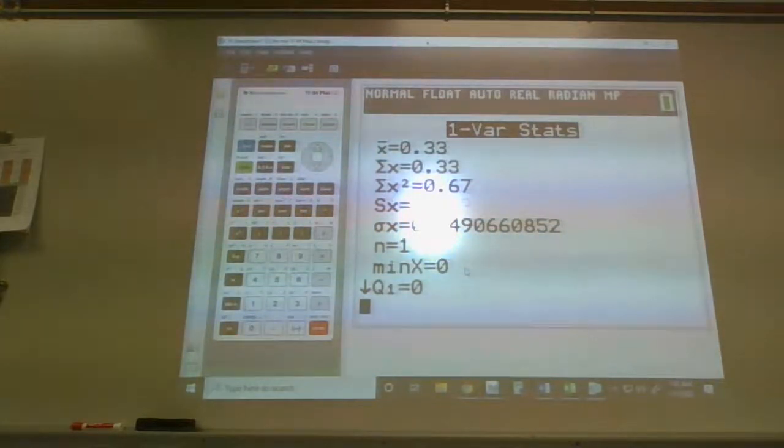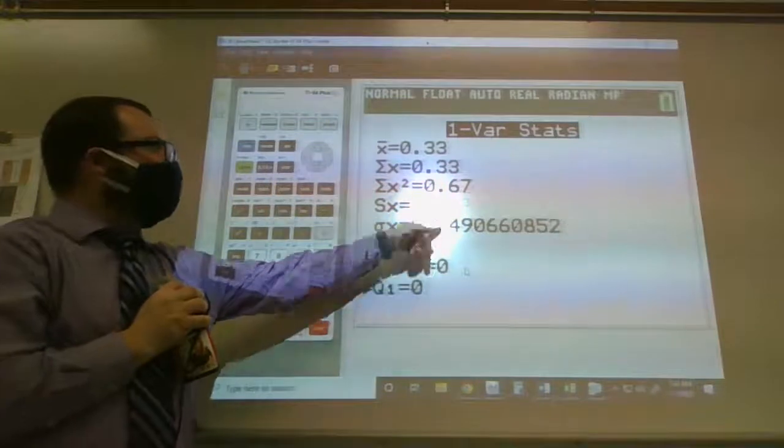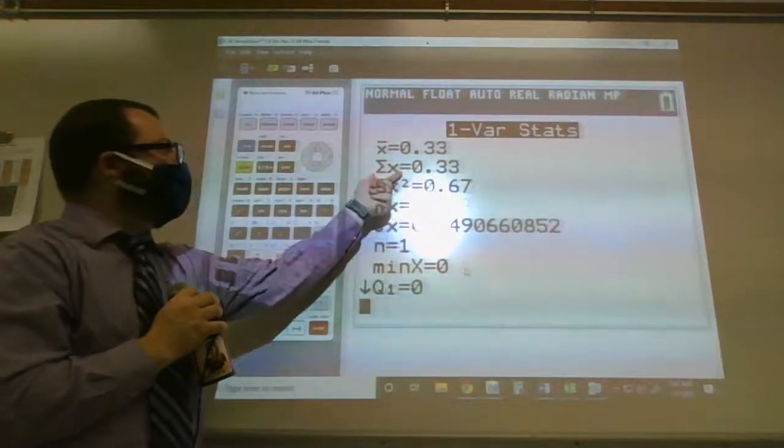If you notice, they don't even give you an S there. They just give you the sigma. And I'm not even going to worry about a 5-number summary. That's meaningless at this point for 2 sets of data here. But that is the expected standard deviation, and that is the expected value. You can even see it's the sum.